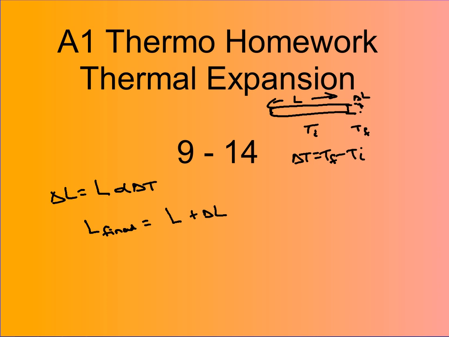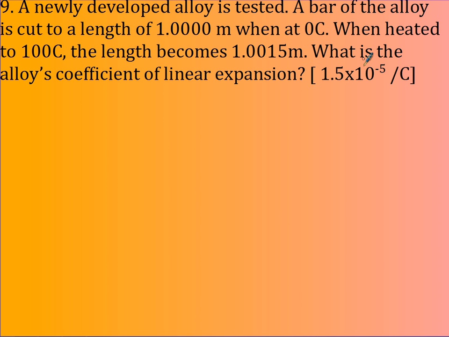So let's see if we can do a couple. A newly developed alloy is tested. A bar of the alloy is cut to a length of 1.000 meter at 0 Celsius. When heated to 100, the length becomes 1.0015 meters. What's the alloy's coefficient of linear expansion? All right, so my original length is 1.0000 meters. In these problems, sig figs do matter.